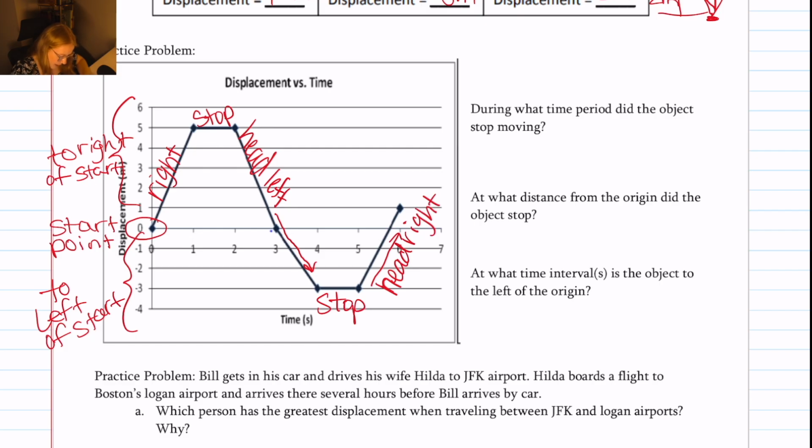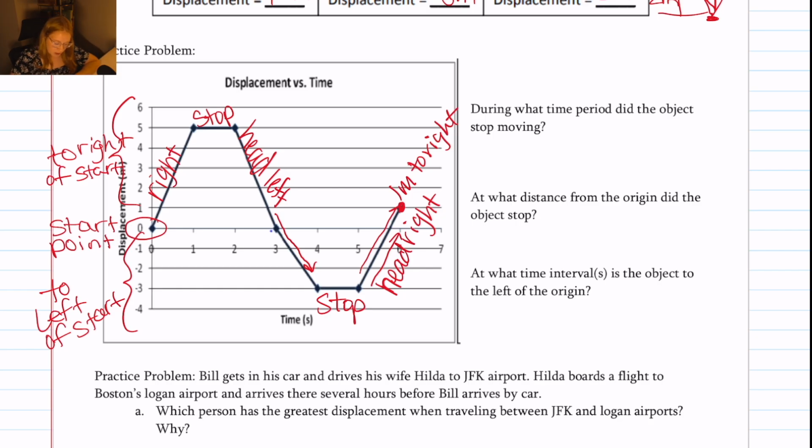We pass by our starting position again, and then we stop at 1 meter to the right. That's where we stop. Okay, so try to run through that in your head. Anytime you have a flat line, that means you're stopped in place. If you have a positive slope, that means you're heading to the right. If you have a negative slope, that means you're heading to the left.